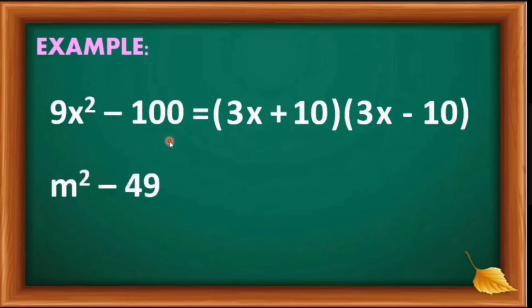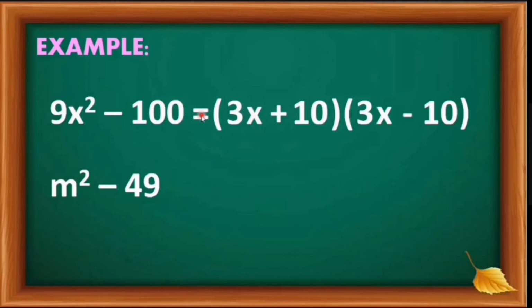Okay, let us now proceed to the second example. M squared minus 49. First, let us determine whether the first term is a perfect square or not. Its exponent is 2, so therefore it is a perfect square. How about 49? Is 49 a perfect square? Yes, because 7 times 7 is 49, or the square root of 49 is 7.